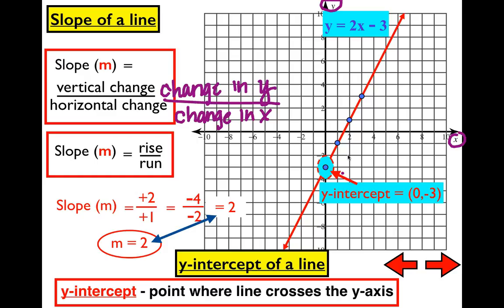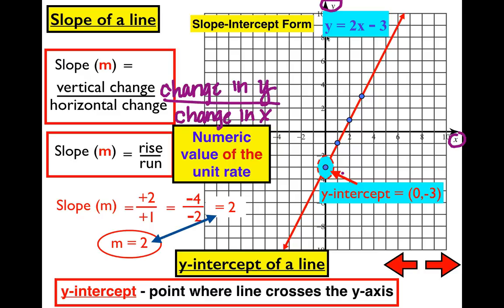Okay, so now let's just keep moving. This here is called your y-intercept form. Let's just clear things up a little bit.